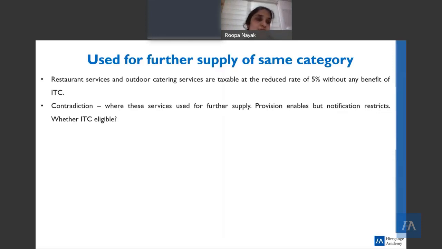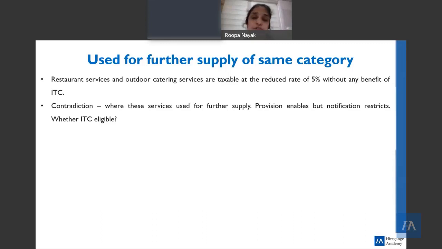Remember also that restaurant services and outdoor catering services providers are taxable at a reduced rate of 5% of tax under notification 11/17 with a specific restriction to avail the credit. And due to this, if we are to look at the provision, it says the credit on the canteen or the catering facility is said to be eligible when it is used to make a further supply of the same category. The provision enables, but the notification is restricting the credit.